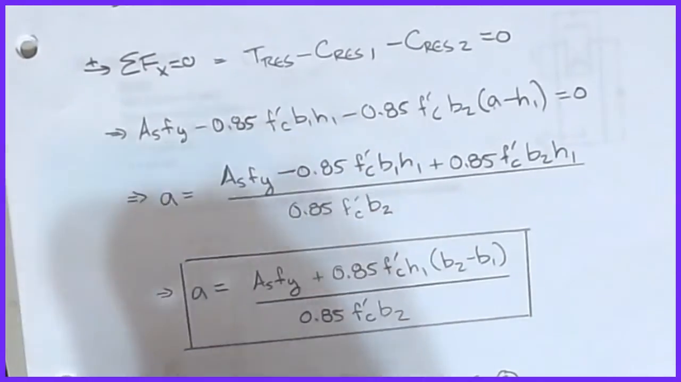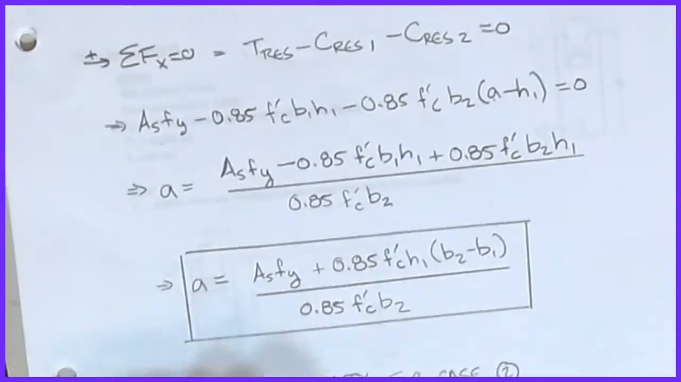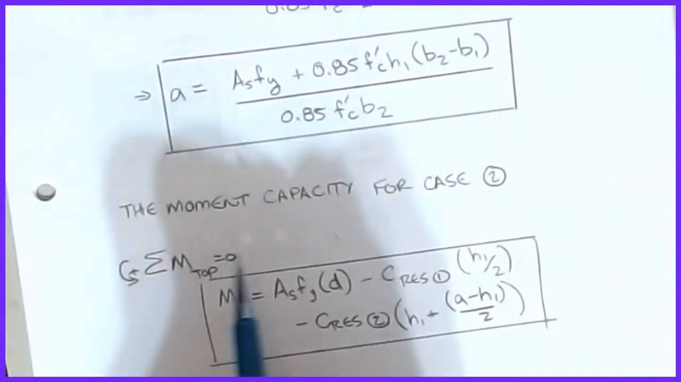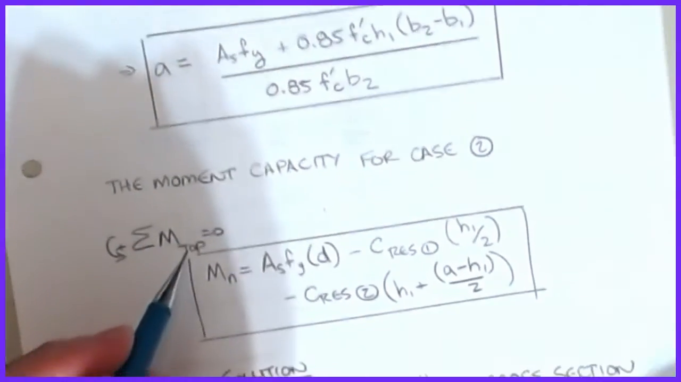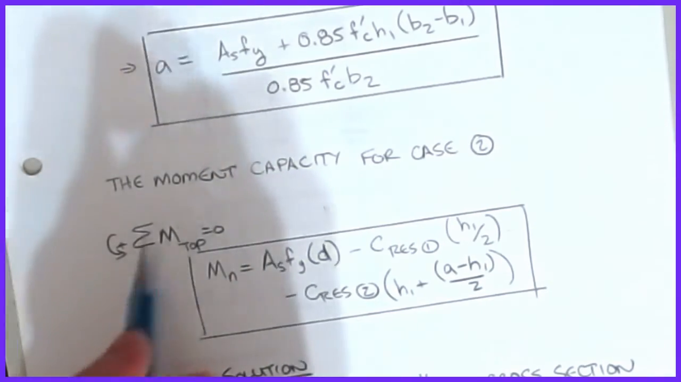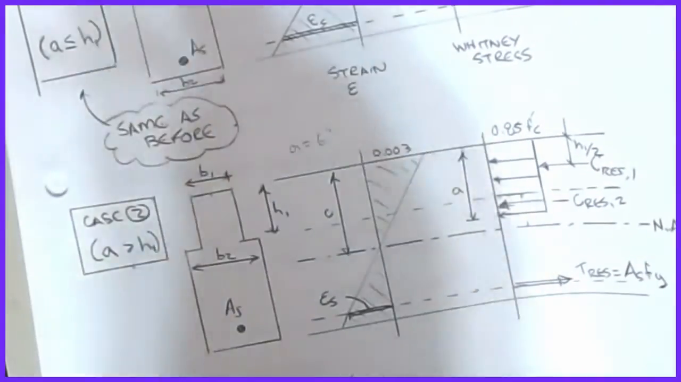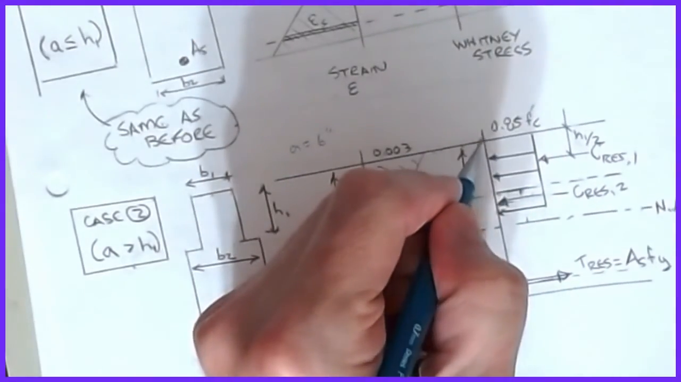All right. So you can solve for A on this, and then we're back to solving for the moment capacity for that second case. Now what I do on this one is I'm going to sum moments about the top of the beam. So if we look at this, I'm going to sum moments here.